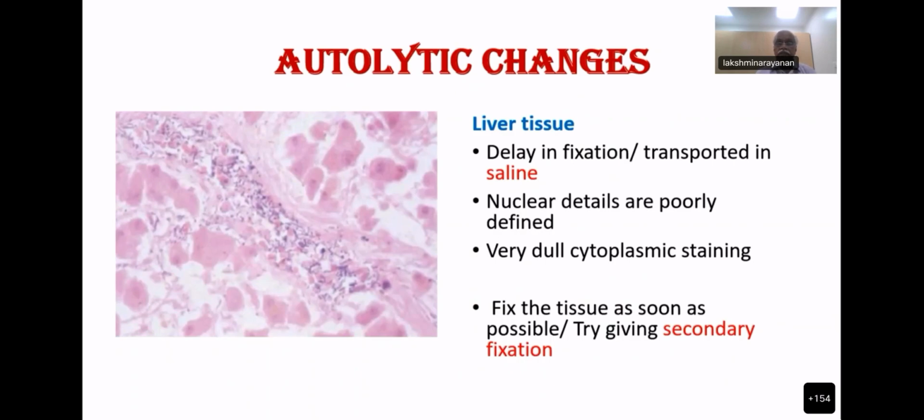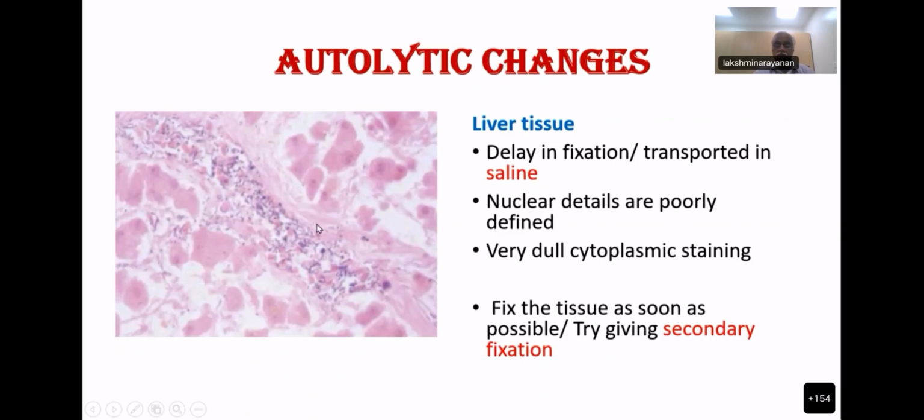Then autolysis. Autolytic changes happen due to delay in fixation. We say autolysis takes place. The other method is that people transport the tissue in saline. People don't know what is in the solution, so they think any solution will do, even some water. So many times the specimen comes in saline. So what will be the result? The nuclear details will be poorly defined and there will be dull cytoplasmic staining.